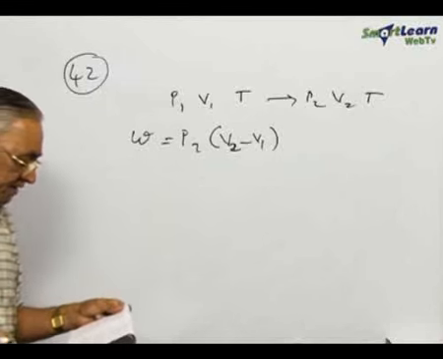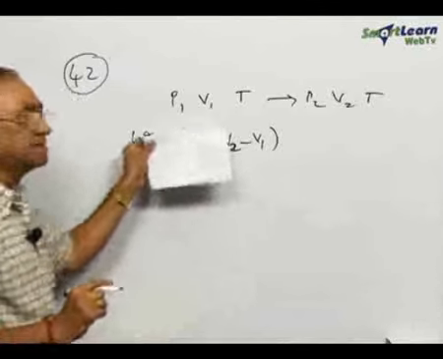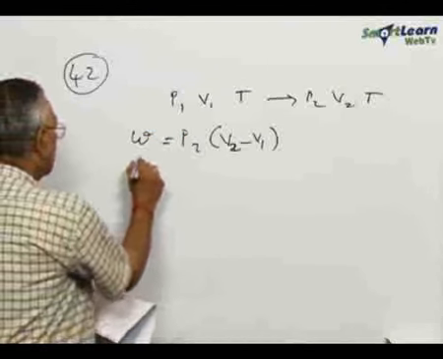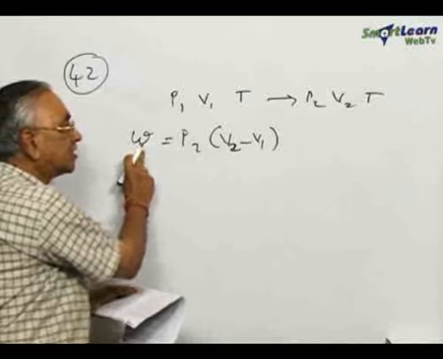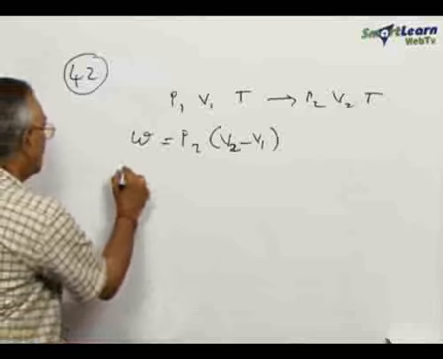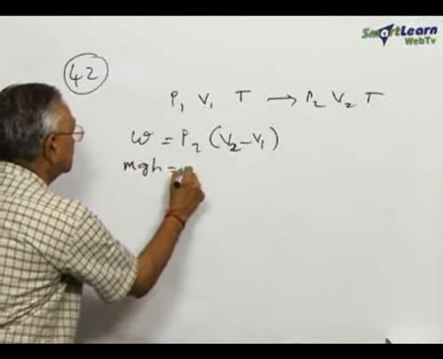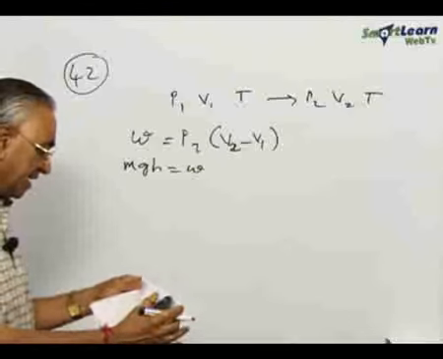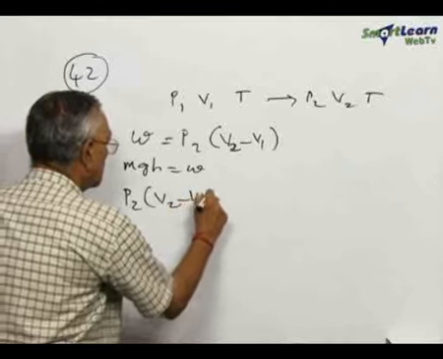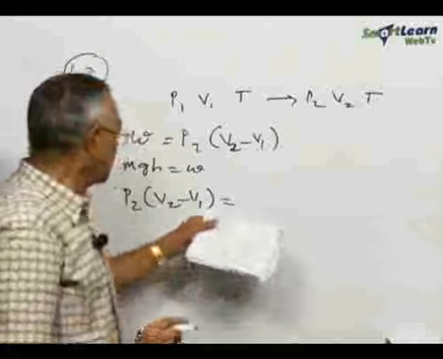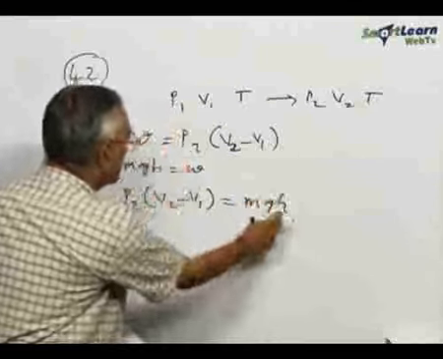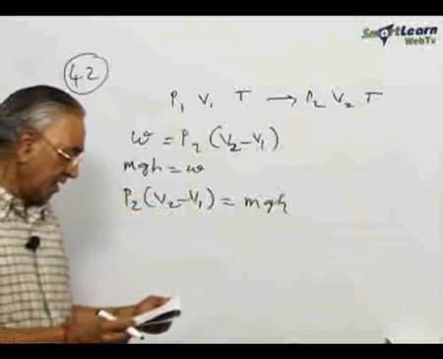And when the work is done by the system, that is, the work is done by the gas, this can be given in terms of mgh instead of W. W is equal to mgh, because instead of saying W, the work done, this is equal to mgh. Therefore, this can be given as P2 into V2 minus V1 is equal to mgh. That is actually equal to work done. Instead of saying W, this is equal to the same value, mgh.